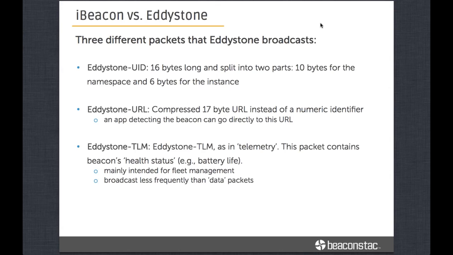An Eddystone URL frame essentially contains, as the name suggests, a URL instead of a numeric identifier. There are no numbers in it. There's actually a URL, and it's a compressed URL, obviously because there's not a lot of space in the BLE packet. But it's got 17 bytes available to it. So you can use up to 17 bytes to put a URL in there. Essentially, this is meant to allow an app that's detecting the beacon to read this URL and then maybe open it in a browser or navigate to it or do something like that.